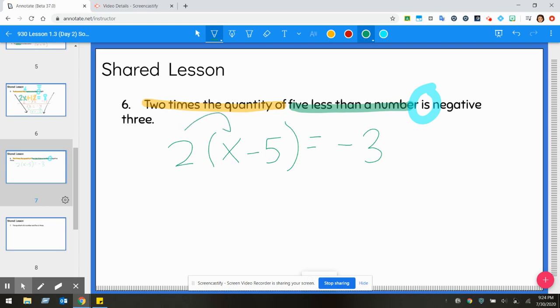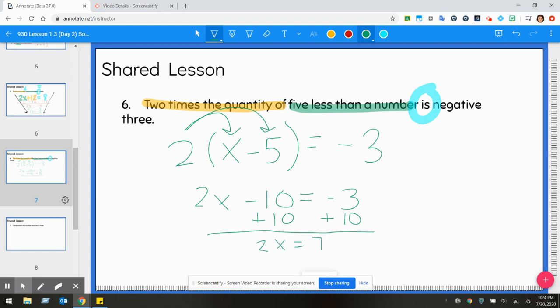Here I have to use the distributive property first and distribute that 2. So 2 times x is 2x. 2 times negative 5 is negative 10, equals negative 3. Going to add 10 to both sides. 2x drops down equals 7. Sorry, I'm running out of space. Divide by 2, divide by 2, I get x equals 7 halves, or 3.5.